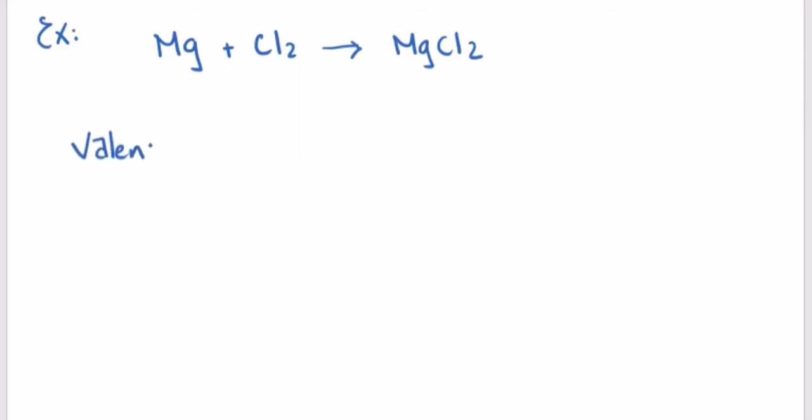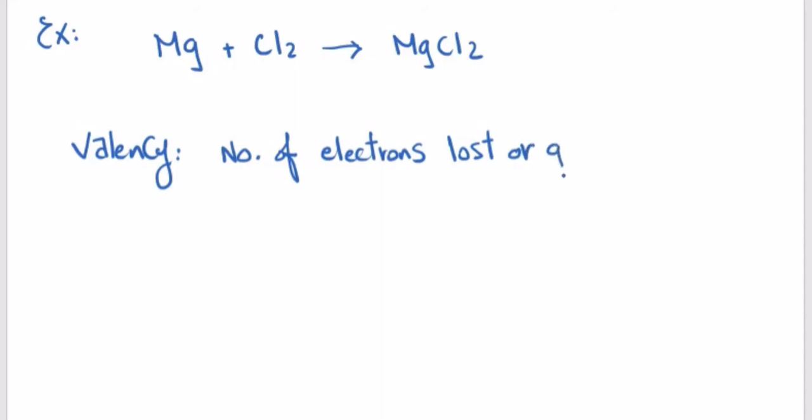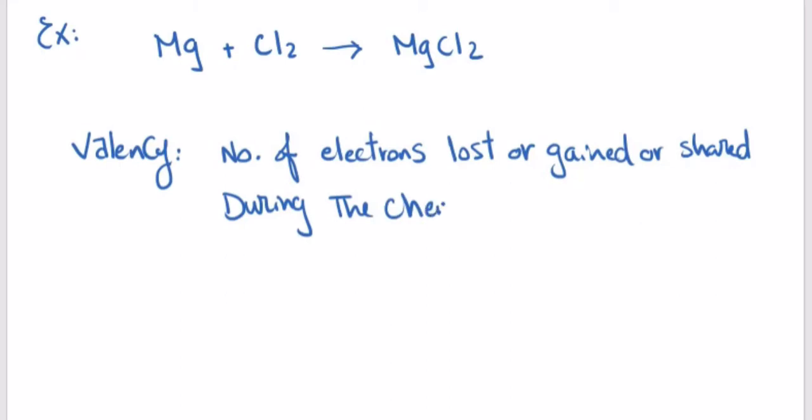Valency. What's meant by valency? Number of electrons lost or gained or shared during the chemical reaction. So, if you want to discuss the concept of oxidation and reduction, you have to know that we look at the valence change during the chemical reaction.